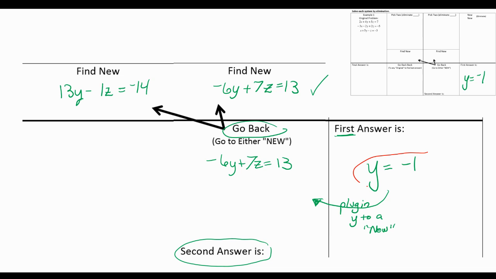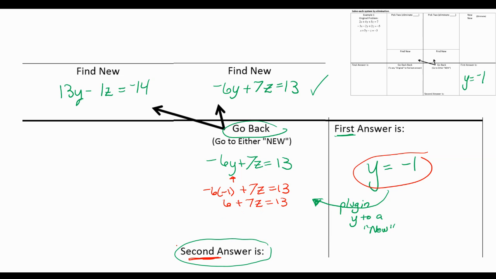So we're going to plug in y equals negative 1 right there. So negative 6 times negative 1 plus 7z equals 13. And when we do this math, we will end up with our second answer. It'll be for z because that's the only letter that's left. Okay, negative 6 times negative 1 is positive 6. So I'm just showing my math here.